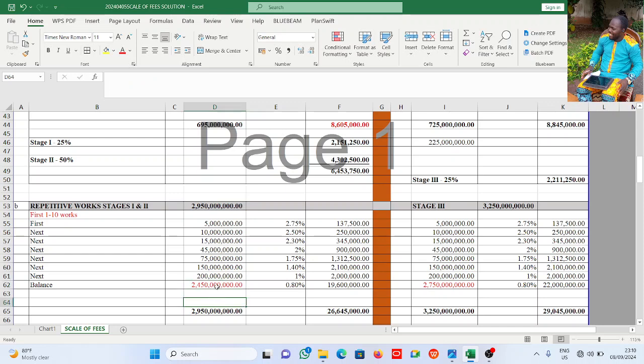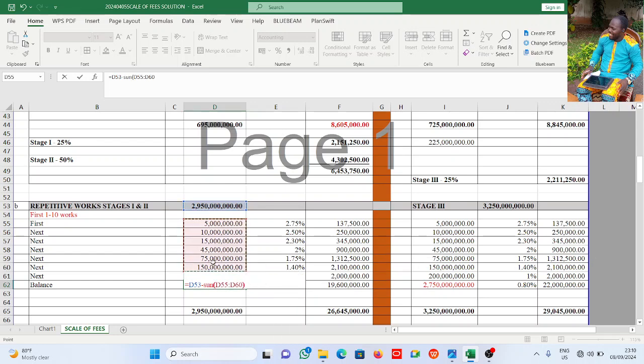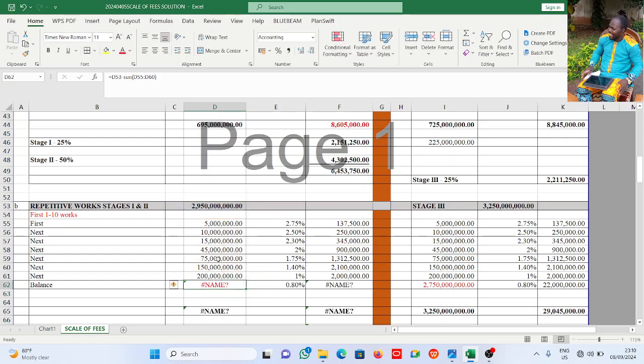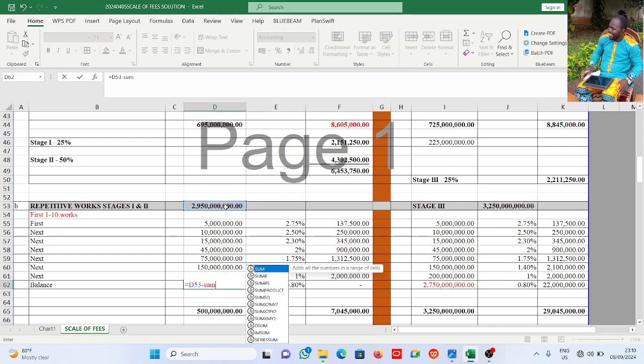All right, let me do it. This becomes equal to 2.95 billion less the summation of these guys here. I missed that. All right, let's do it again. This is 2.95 billion. That gives me 2.95 billion less the summation of everything. Oh, missing something.